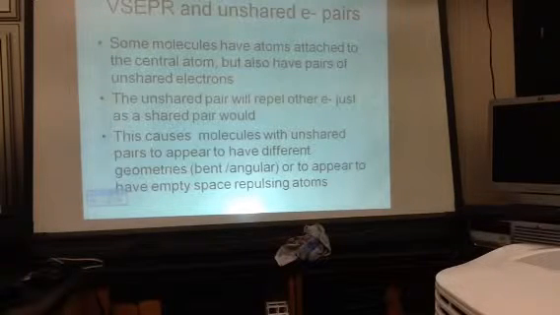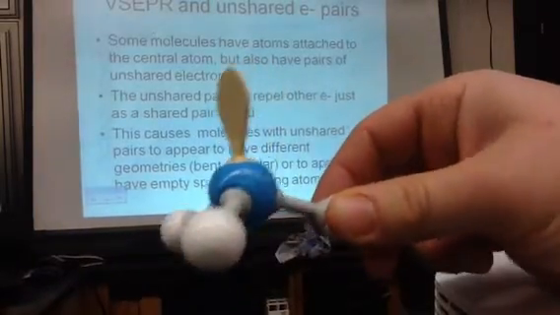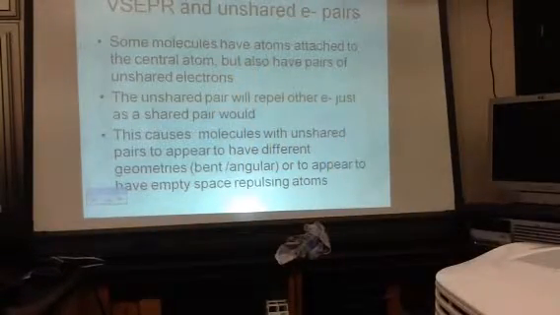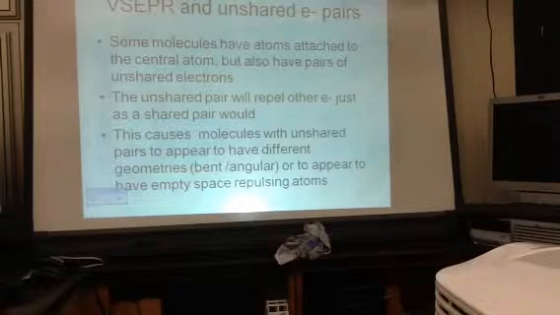This is where we get into the unshared pairs. So if we've got an unshared pair on a central atom, which is the case in this, NH3, ammonia, the unshared pair will repel everything else just like the regular other atoms attached to the central would. So this is where we get bent geometries, and I should have had my water constructed here.